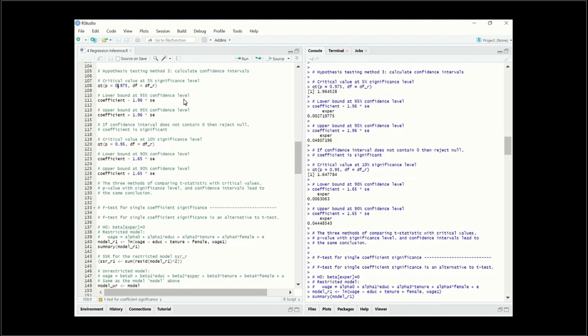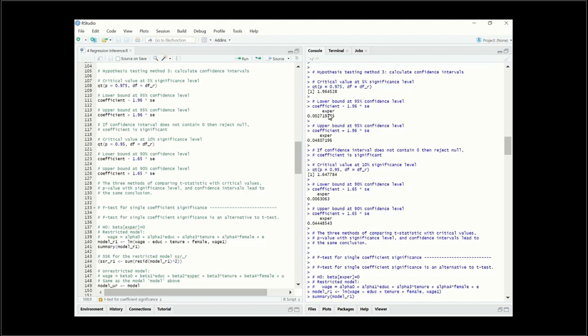So the lower bound at the 95% confidence interval is the coefficient minus this t critical value times the standard error, and the upper bound of the same is the coefficient plus 1.96 times the standard error. So this one is with the minus, this one is with the plus. So we have 1.96 times the standard error on each side of the coefficient. This is the 95% confidence level.